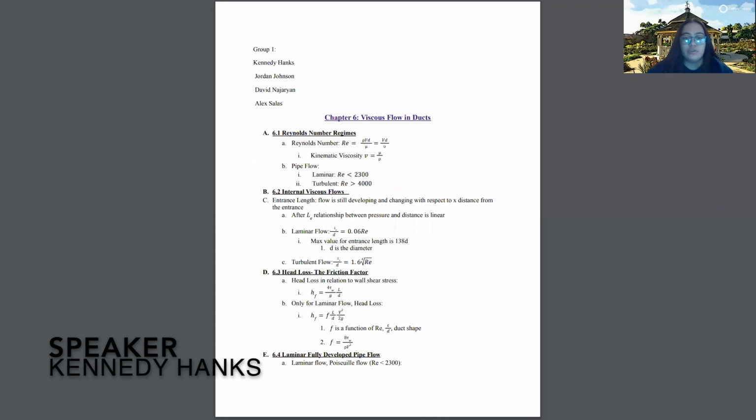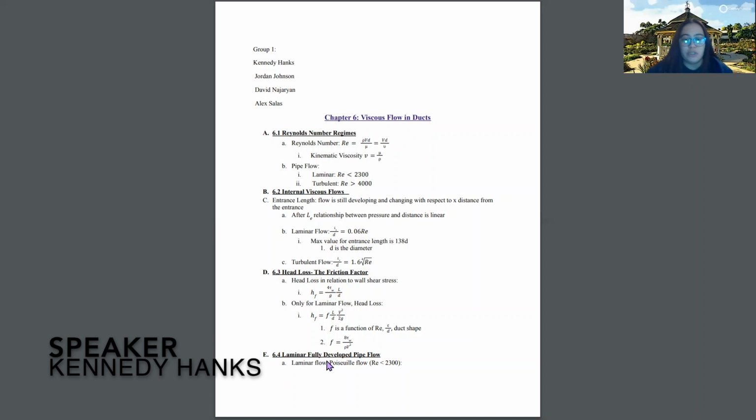Moving on to 6.3, which talks about head loss and the friction factor. Head loss in relation to wall shear stress can be calculated using this equation right here. And this equation is derived from the energy and momentum equations that we've used in past chapters. And it concludes that the head loss is proportional to shear stress at a wall. And for laminar flow, the general head loss equation is shown right here, where F is the Darcy friction factor. It's a function of the Reynolds number, relative roughness, and the duct shape. And an alternative form for this friction factor is this equation right here.